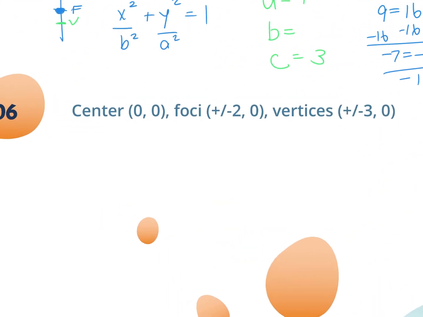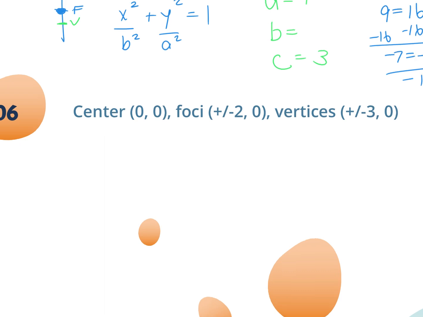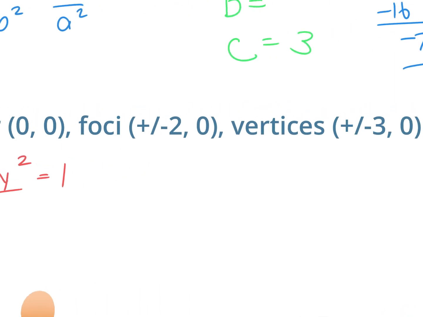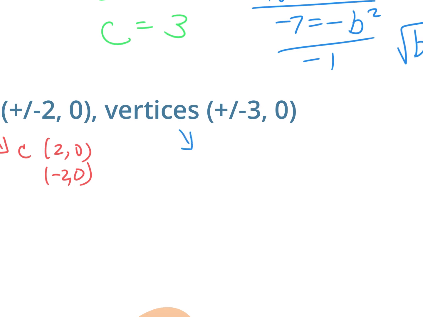All right, let's look at number 6. Again, center's at 0, 0. That means good, I got x squared plus y squared. So I know it's x squared plus y squared equals 1, and it's over something. I don't know which one is A or B. So let's talk about what they give us. The foci. Remember, that's what value? Your C. It's at 2, 0 and negative 2, 0, correct? You guys agree? Okay. And then vertices. What value is vertices? A. Good. My vertices are at 3, 0 and negative 3, 0.